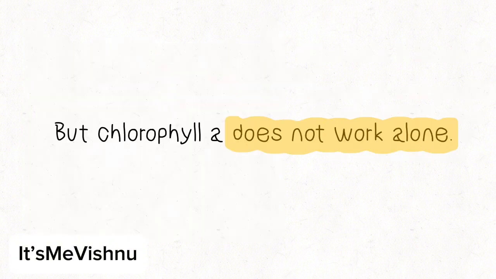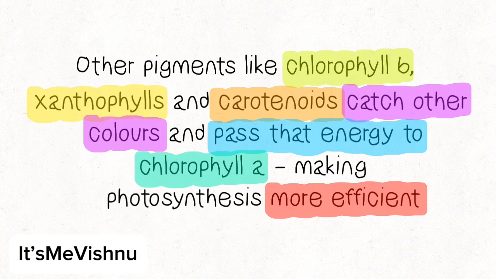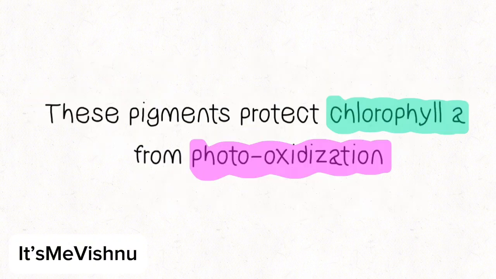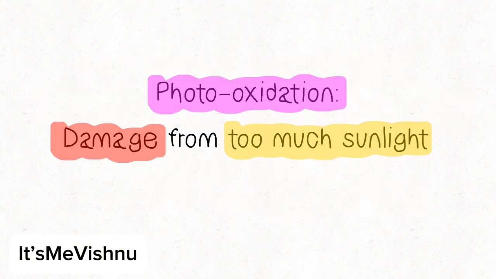But chlorophyll does not work alone. Accessory pigments like chlorophyll B, xanthophylls, and carotenoids catch other colors of light and pass that energy to chlorophyll A, making photosynthesis more efficient. These pigments also protect chlorophyll A from photooxidation, which is basically damage from too much sunlight.